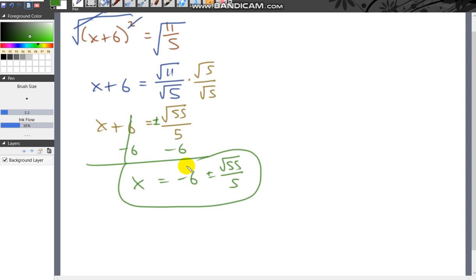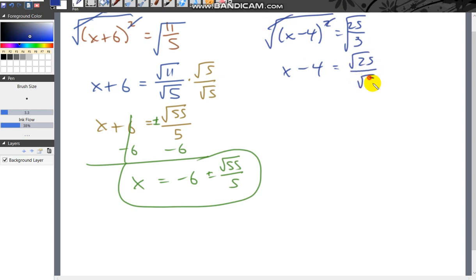Okay, so that is how that works. Let me show you that other problem. I still have quite a bit of time. I just realized I forgot to show you. So (x − 4)² = 25/3. Another way that you could do it, like I mentioned, is to take the square root of both sides. Get x − 4 equals the square root of 25 divided by the square root of 3. If you didn't realize the square root of 25 was 5, you could multiply top and bottom by the square root of 3.